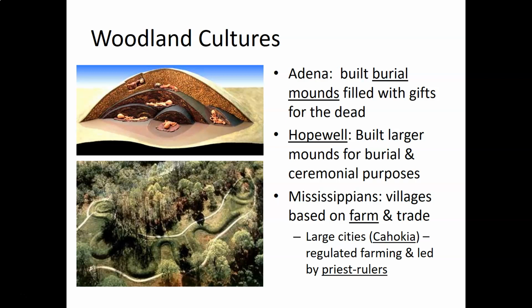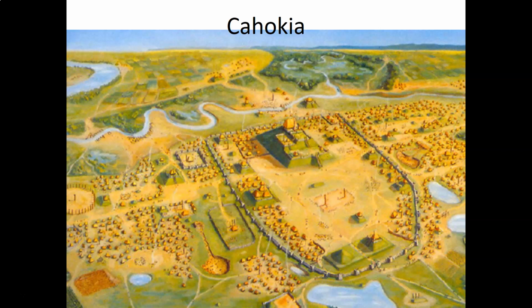They built villages that were based on not only agriculture but extensive trade networks, with the largest city being Cahokia, which was led by priest rulers. So their rulers shared not only political but also religious heights in their society. And here you can see an artistic recreation of Cahokia at its height.